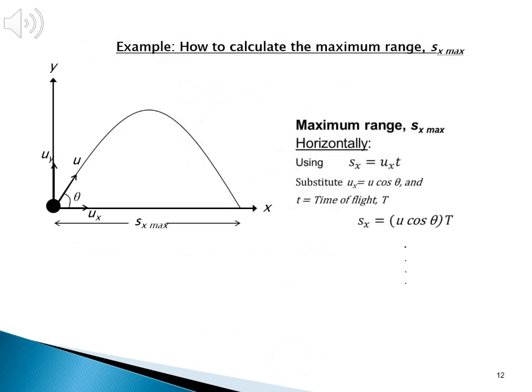Next, to calculate the maximum range Sx max, Sx equals u cos theta times t.